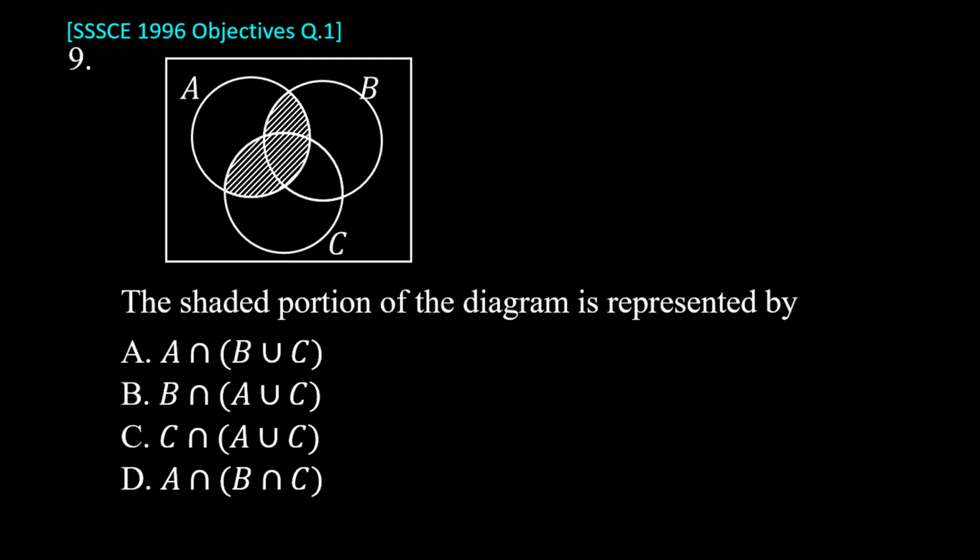Now, before we solve this particular problem, let us look at the intersection of A and B. Of course, because the shaded region also covers the intersection of what? A and B, as shown on the screen. So you can see that we have A intersection B involved. Again, the region here also represents the intersection of A and C. So we also have A intersection C represented, as you can see on the screen.